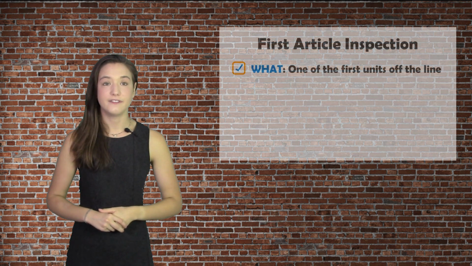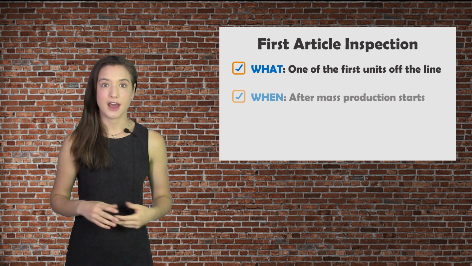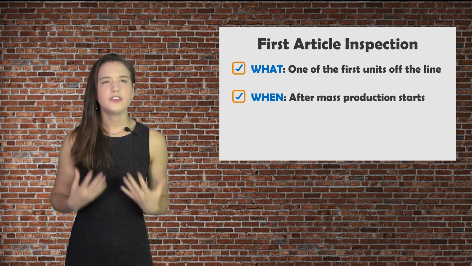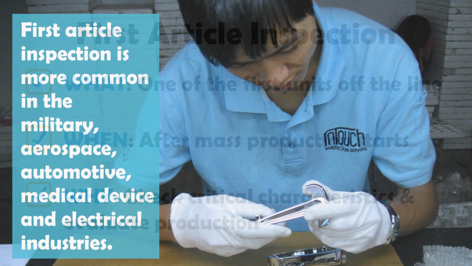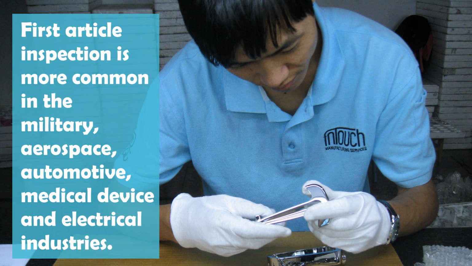First article inspection is the process for inspecting one of the first units off the line after mass production starts. This usually includes checking a set of critical characteristics to evaluate production, such as critical product dimensions. First article inspection is more common in the military, aerospace, automotive, medical device, and electrical industries.